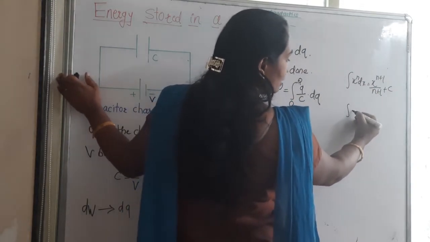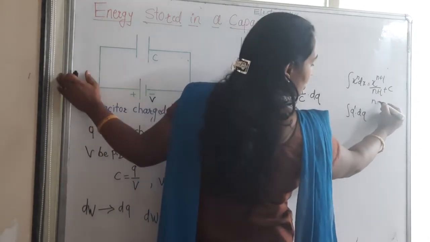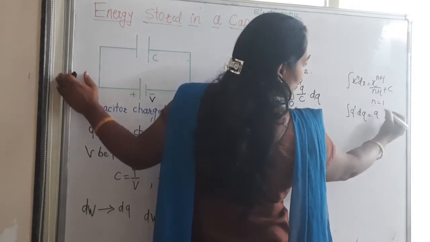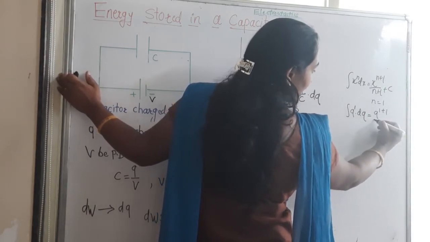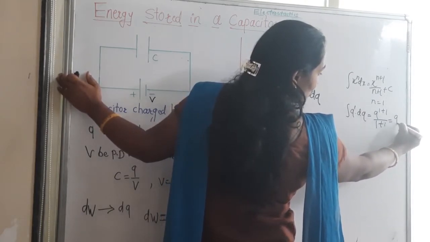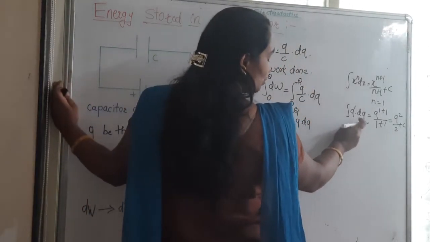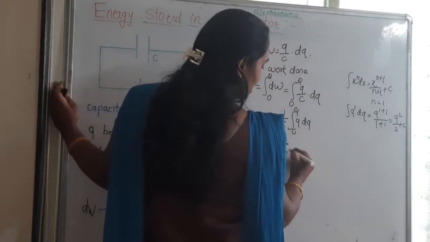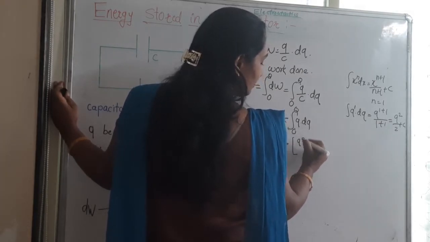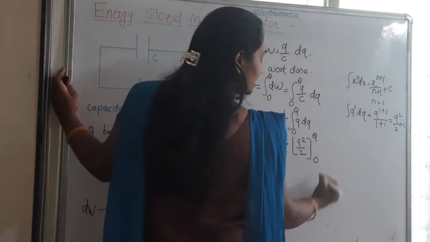Here we calculate the integration of Q into dQ. Q is raised to 1, so n is equal to 1. Substituting x in place of Q, the value is Q raised to 1 plus 1 upon 1 plus 1, which is Q square upon 2, plus c. So we have 1 upon C times the integration, written in square brackets as Q square upon 2, with upper limit Q and lower limit 0.